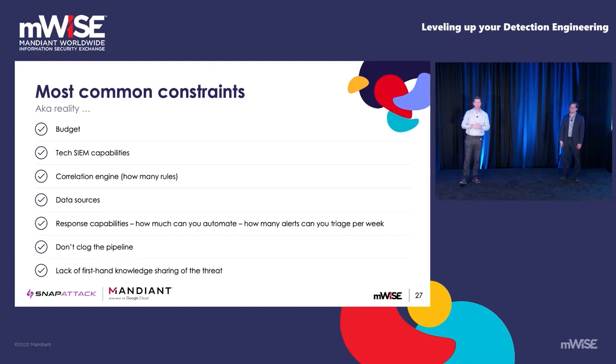Response capabilities, we talked about don't clog the pipeline. If you have 10 detection engineers, that is no good to you if you only have one SOC analyst, right? Understanding who is downstream from you on the detection engineering side and not overfitting or overworking them, that's critical, right? We are a team, right? We're all a team. There's a pipeline, don't clog the pipeline.